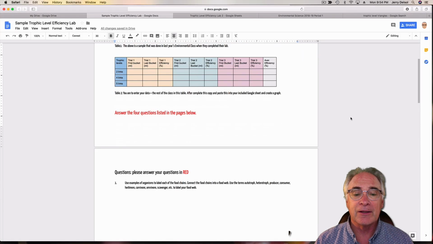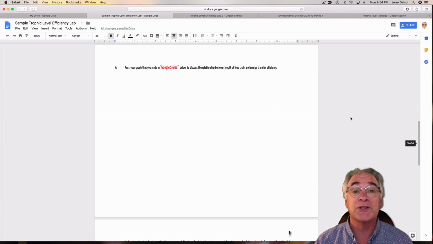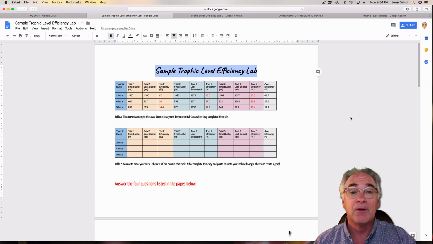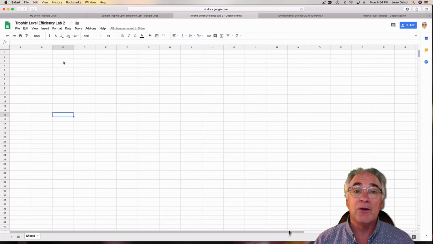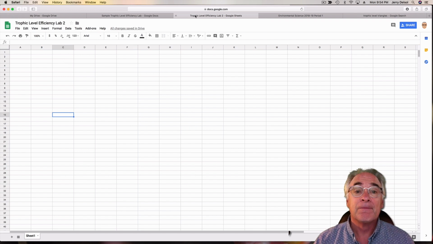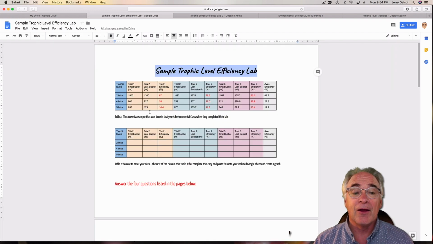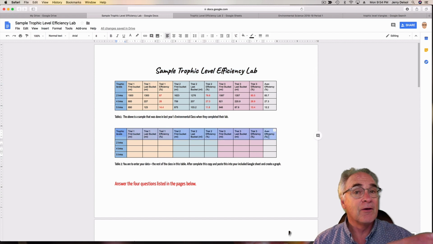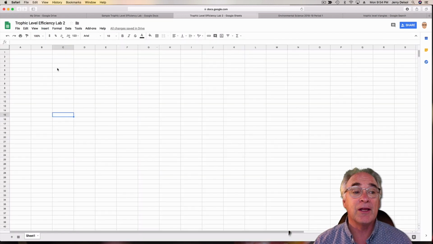If you take a look at the bottom of this, there are four questions for you to answer in addition to filling this out. Once you fill this out, then what you're going to do next is create your own graph. You've done this before, so it shouldn't be too difficult. The bottom line on this is you just copy these, go ahead and copy it, and then transfer over to here and just paste it. Then it'll alleviate a lot of your problems.